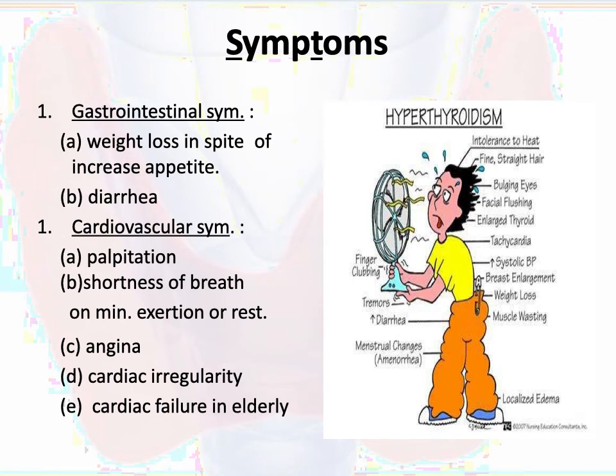Symptoms. GI symptoms, very important. In thyrotoxicosis there is weight loss in spite of increased appetite. The patient is eating a lot, significantly increased quantity, but he is losing his weight, and there is diarrhea, right? And cardiovascular system: palpitation, shortness of breath, exertion, angina, cardiac irregularities, and cardiac failure in the elderly.